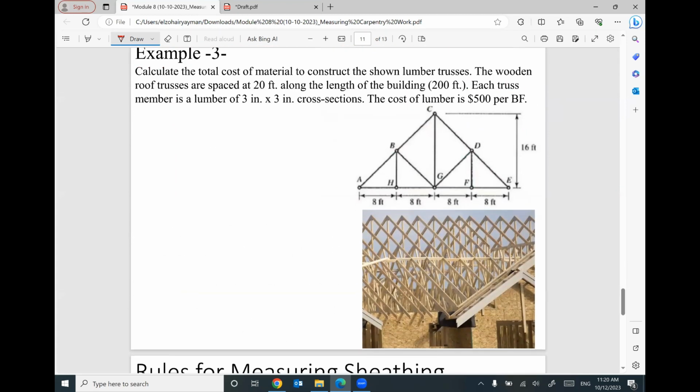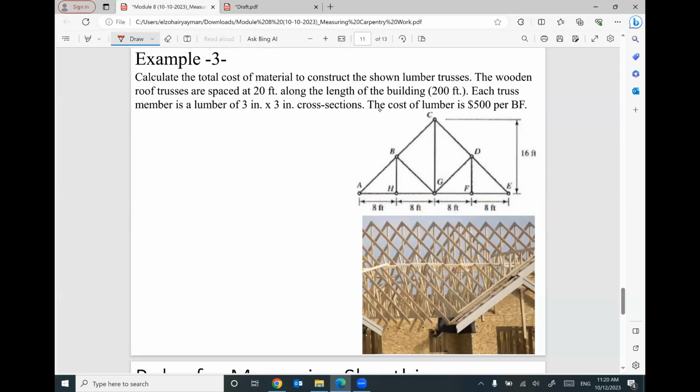I have another example here, which is a very good example. This example was one of the problems in the exam for last year. We are given a truss.